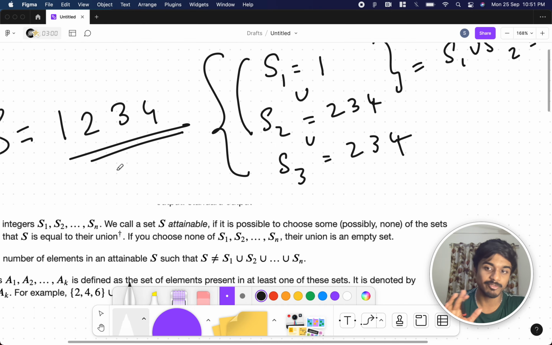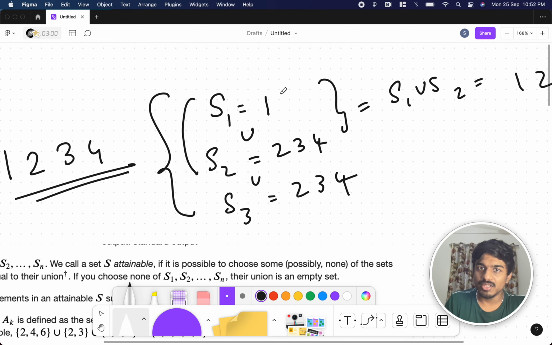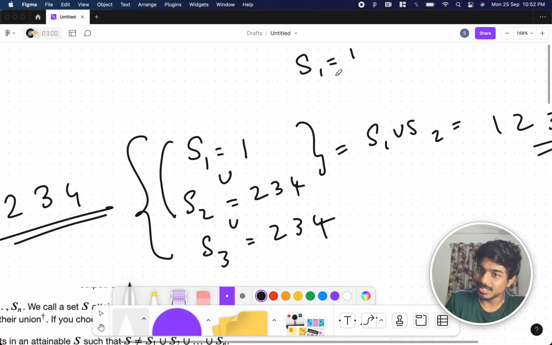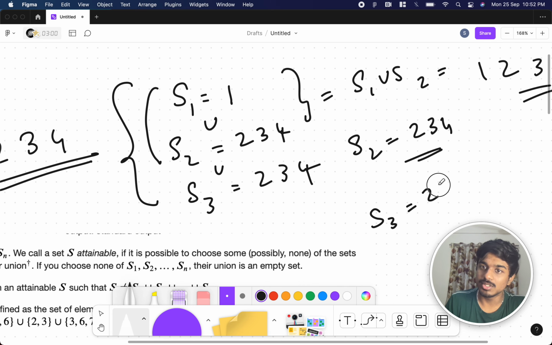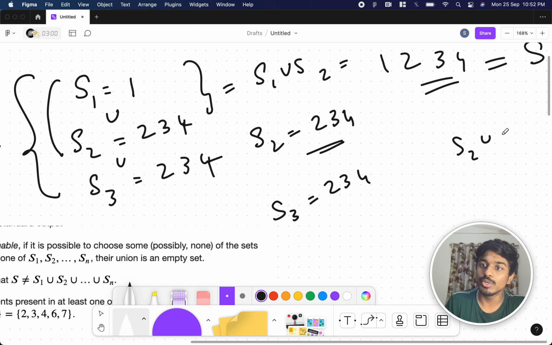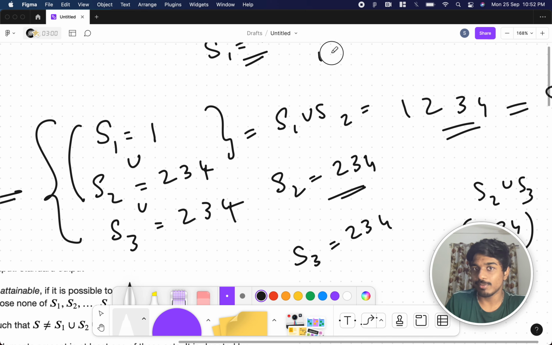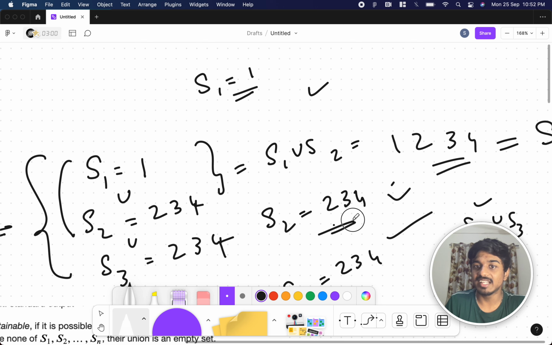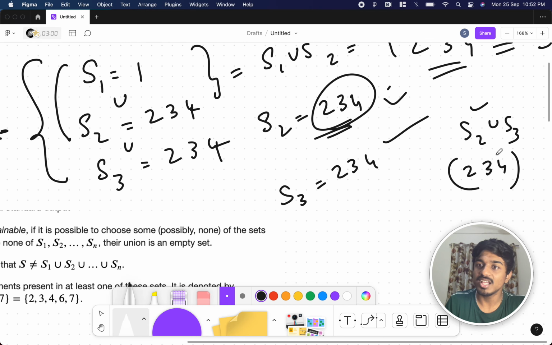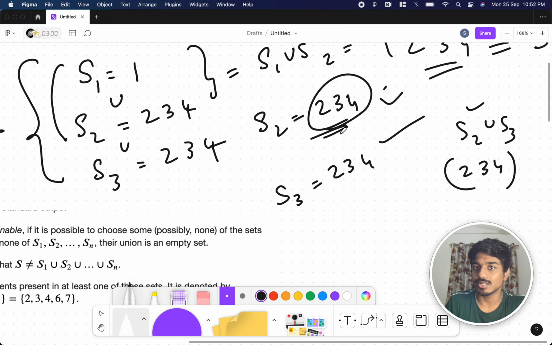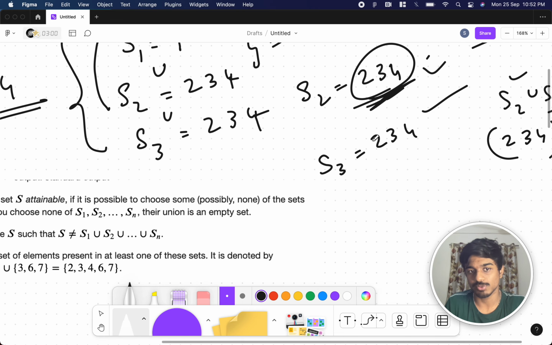What is the maximum number of elements possible? Can I take s1? Yes, {1}, this is valid. Or s2, which gives 2 3 4, also valid. Or s3 alone, also 2 3 4. Or s2 union s3, that is 2 3 4 only. So what is the maximum number of elements out of all of this? s1 gives only 1 element, the others give 3 elements. So if this condition should not be satisfied, we have only s2 union s3, or s2, or s3. So 3 elements are possible here.